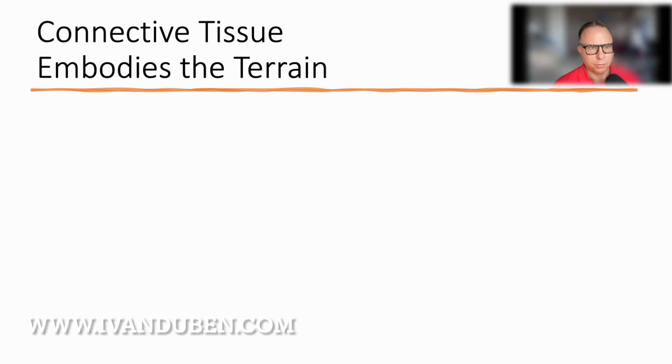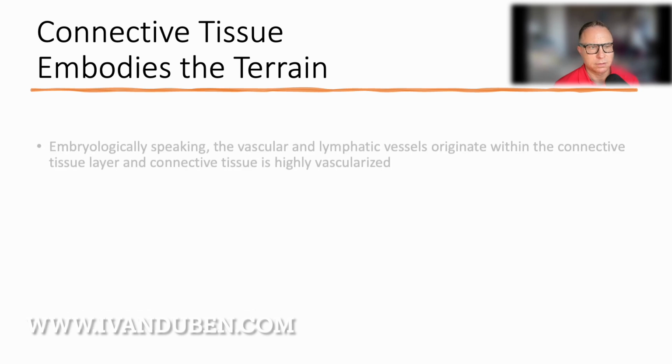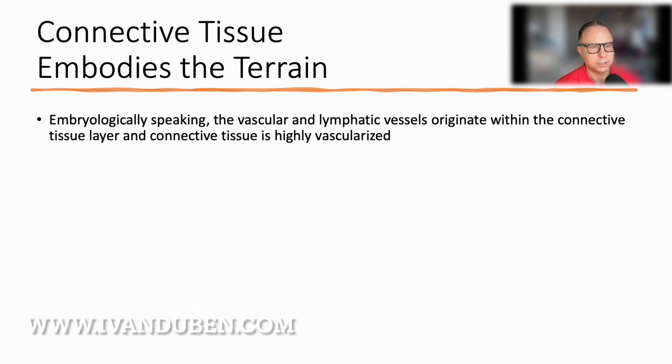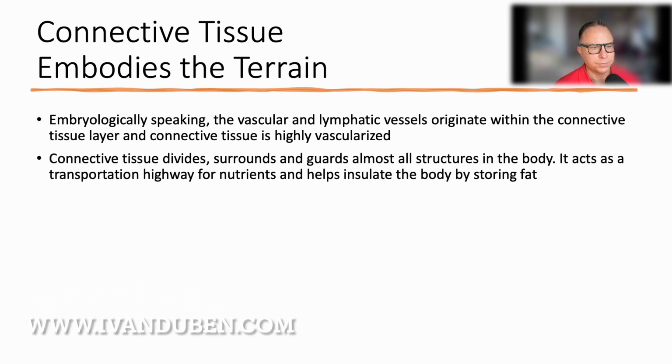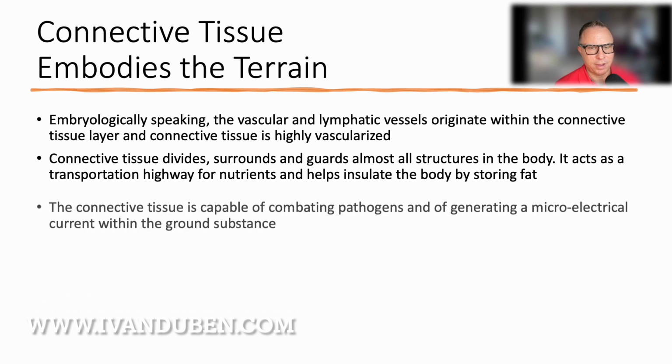Moving away from the microbiome, I'll discuss the connective tissue intelligence that embodies the terrain. Embryologically speaking, the vascular and lymphatic vessels originate within the connective tissue layer, and connective tissue is highly vascularized. Connective tissue divides, surrounds, and guards almost all structures in the body. It acts as a transportation highway for nutrients and helps insulate the body by storing fat.